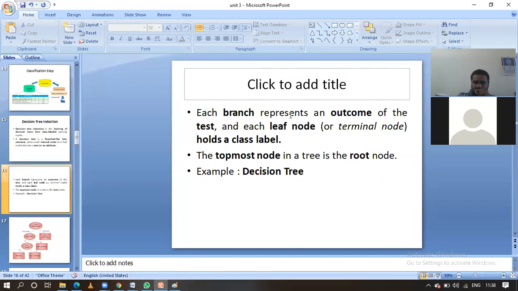The outcomes of the internal nodes, that is the test condition, lead to the leaf nodes. Those will be represented with the help of class labels, guys. The root is the topmost node, guys. In decision tree induction, the root node is the topmost node. Here is an example of a decision tree, guys.